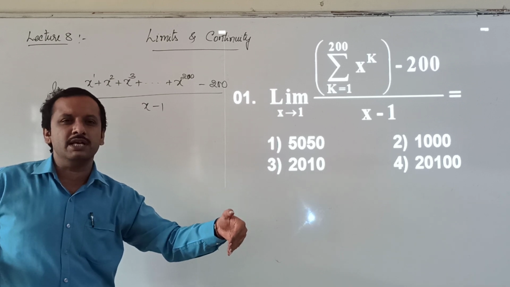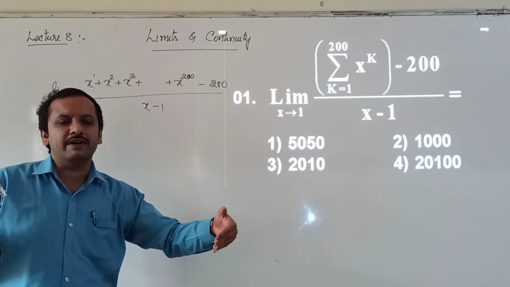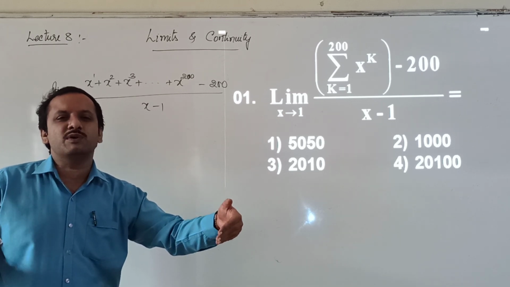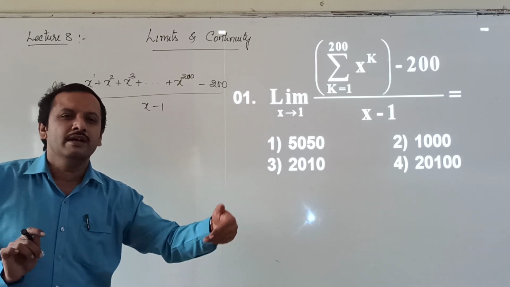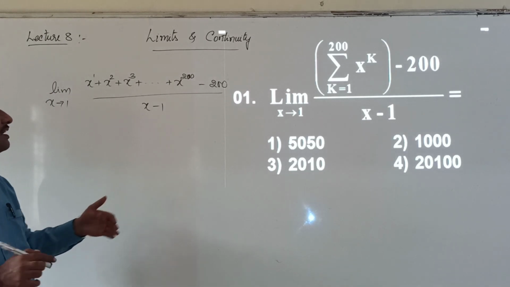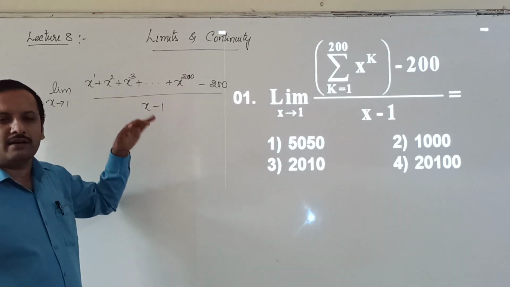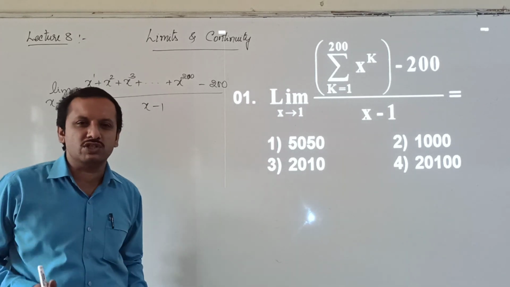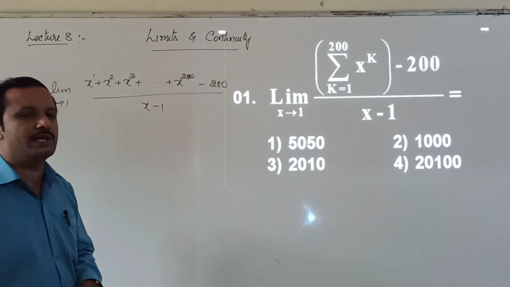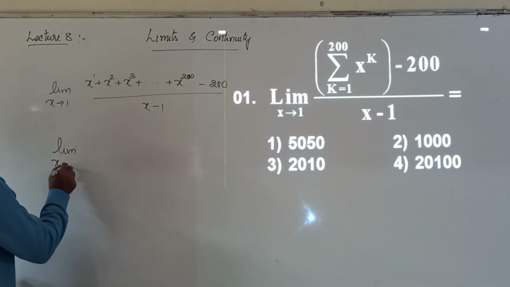So there are 200 terms, starting from x power 1 till x power 200. Now when I apply the limit as x is equal to 1, every term will give us 1. x power 1 is 1, x square is 1 square, that is 1, x cube is 1 cube, that is 1, and the last term, 1 power 200, is also 1. So 1 plus 1 plus 1, 200 times, that sum is 200. 200 minus 200, we get 0. The denominator also is 0. So when we see 0 by 0, we will go for L'Hospital's rule.